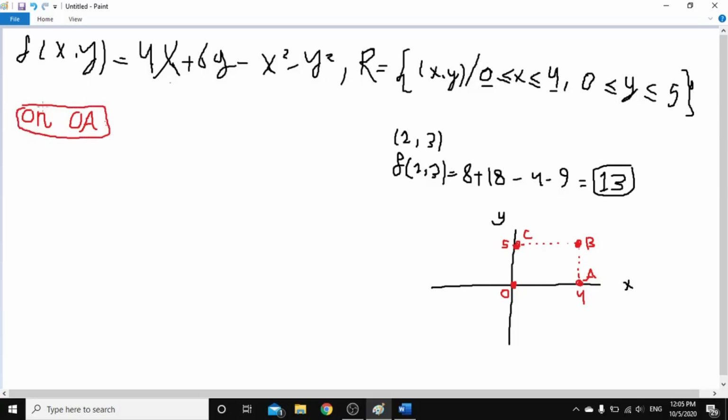So what is happening here in the x-axis on OA? The first step is to know that when you are investigating something in the x-axis, notice that y is always 0, right? And in the y-axis, we don't deal with the x values. So if you're dealing with the x-axis, we say that y equals 0, and if we're dealing with the y-axis, we say that x equals 0. Just keep that in mind.